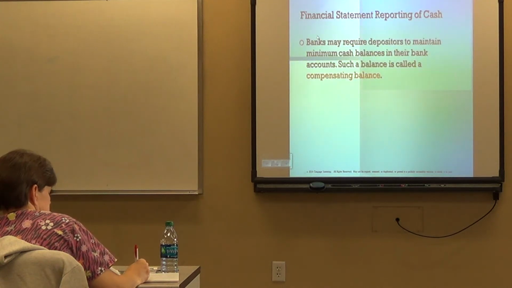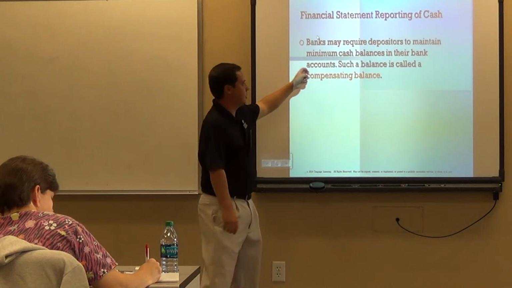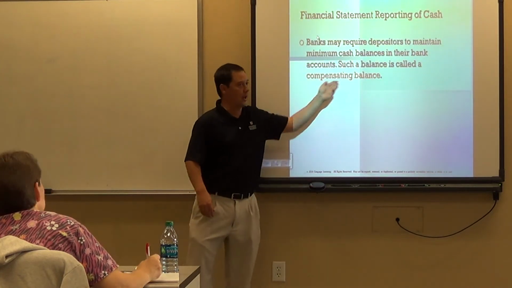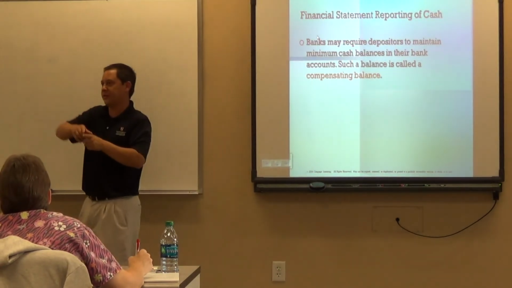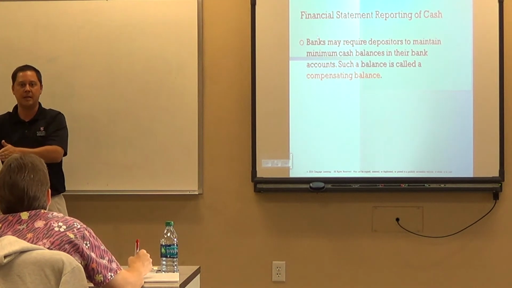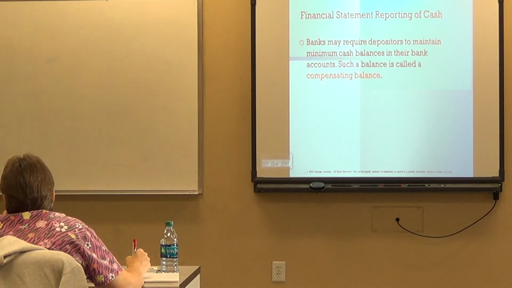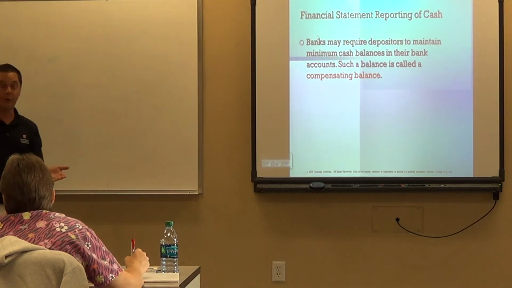Now, as part of that too, banks may require depositors to maintain minimum cash balances in their bank accounts. Such a balance is called a compensating balance. The reason being is, if you get this loan from us, we want you to hold $10,000 at all times in that bank account. Don't go below that. And that could be a requirement for the loan. If you happen to dip below that, you then default on your loan.